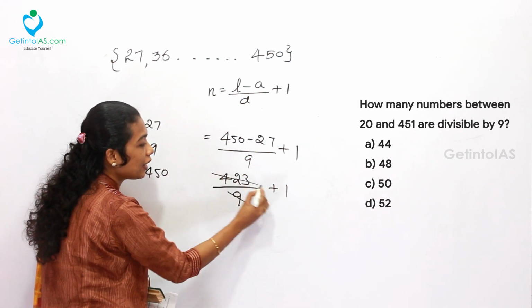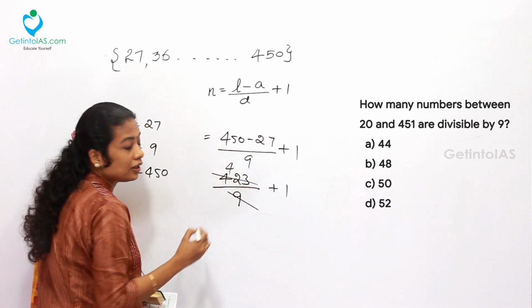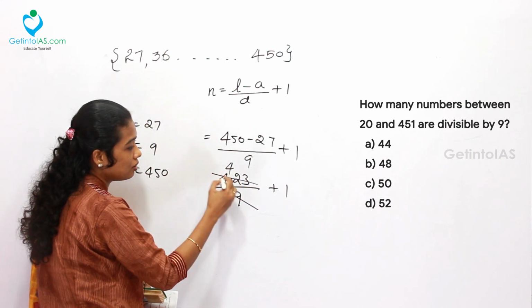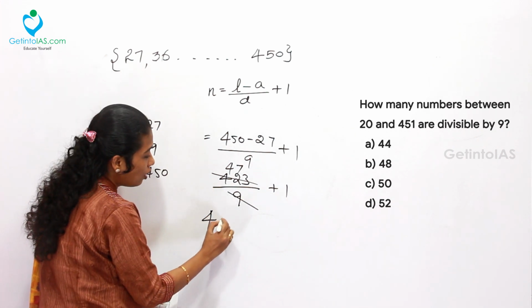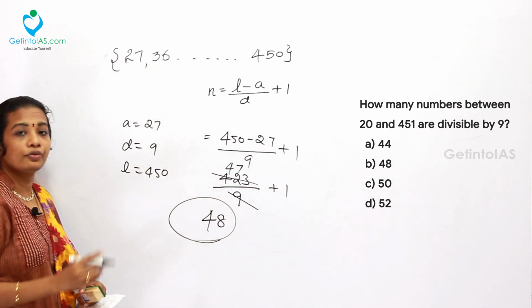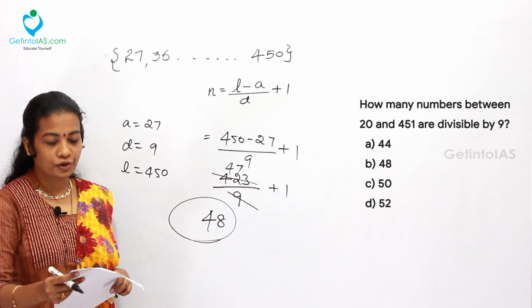So 9 can be cancelled here. 4 times 9 is 36, carry over 6, 63. 7 times 9 is 63. So 47 plus 1 is 48. And that is the answer for the question, which is given in option B.